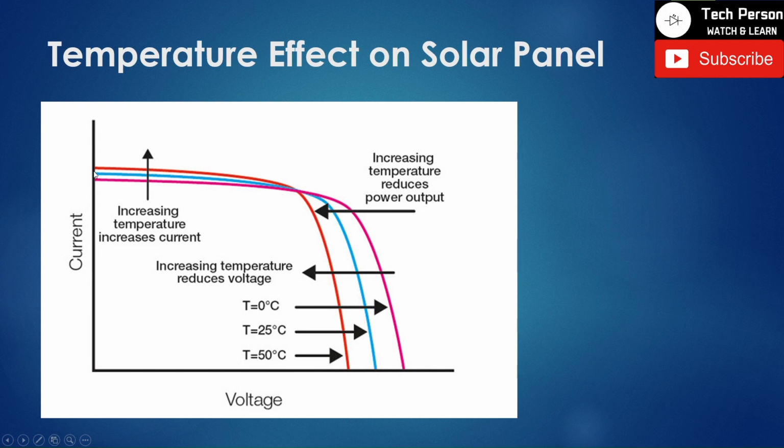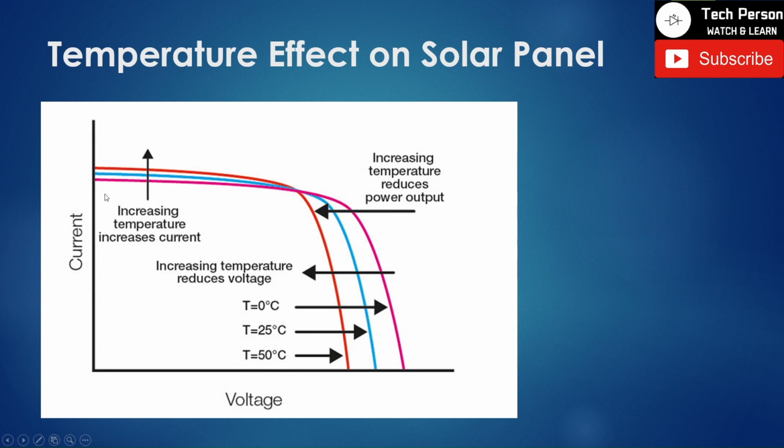See the red line, it is for 50 degree. When temperature rises, the current increases and the voltage decreases, but the proportion in which the current increases is not equal to the proportion in which voltage decreases. That is why the overall efficiency will decrease compared to the pink line.